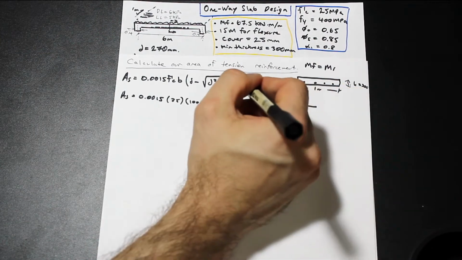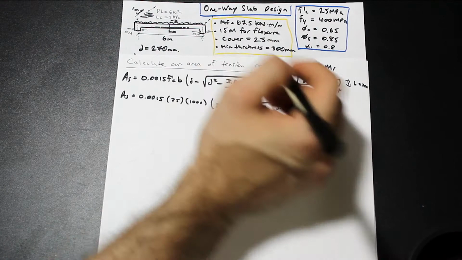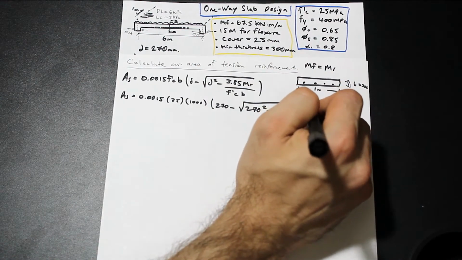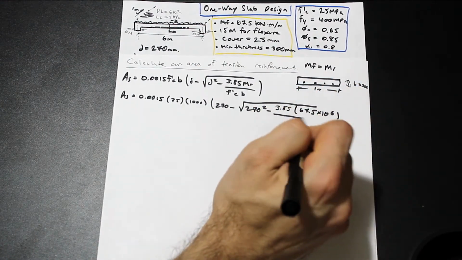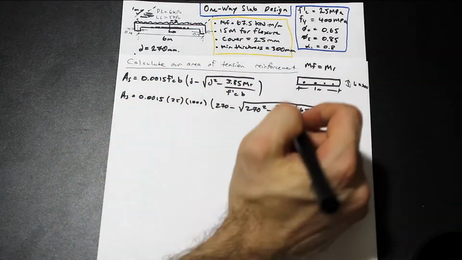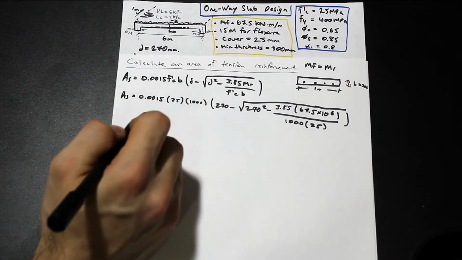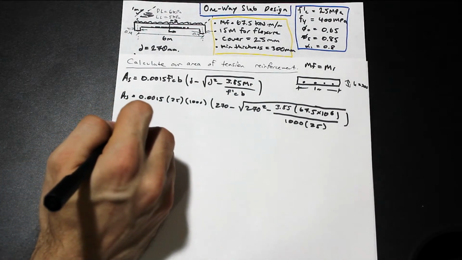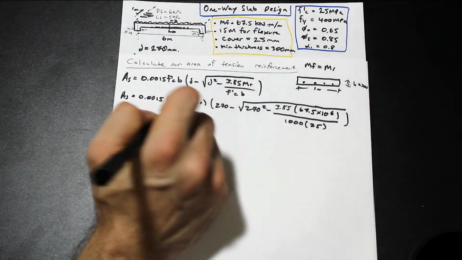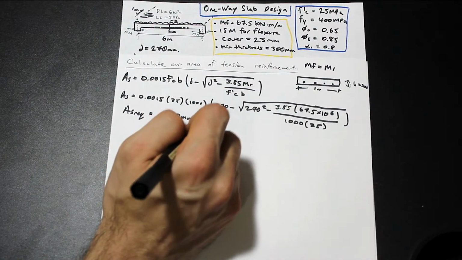Now at this point our MR is equal to MF, which is 67.5. Don't forget to multiply by 10 to the 6. That's a very common mistake here, because we're turning it into Newton millimeters, which is what all the other units are here. These are all MPa. If we put this into our calculator, we're going to get that our required area of steel is equal to 750 millimeters squared, and that is per meter.